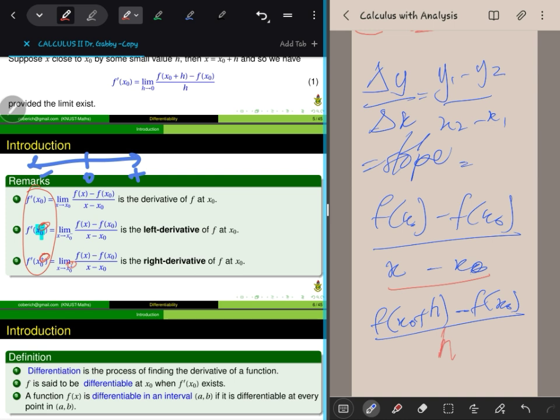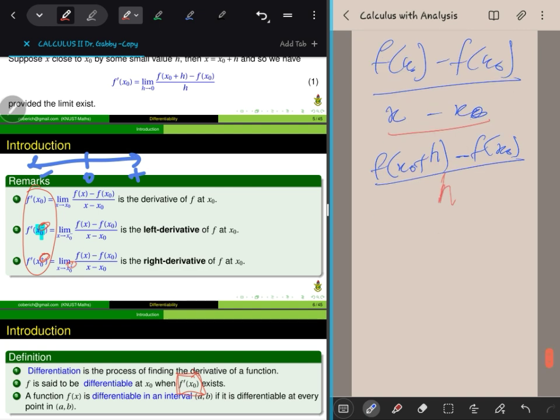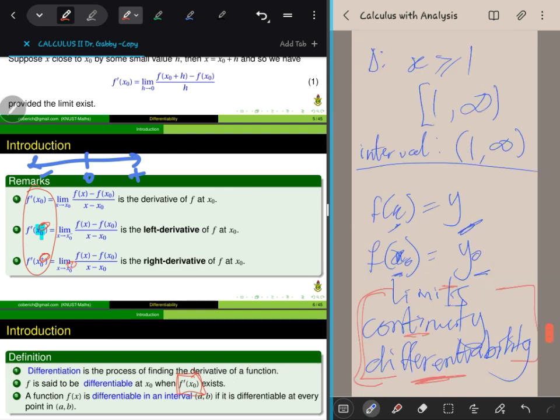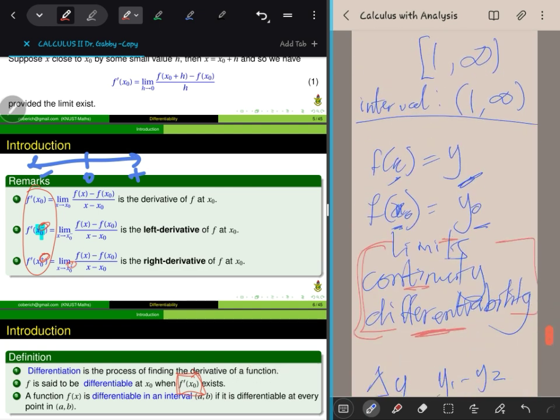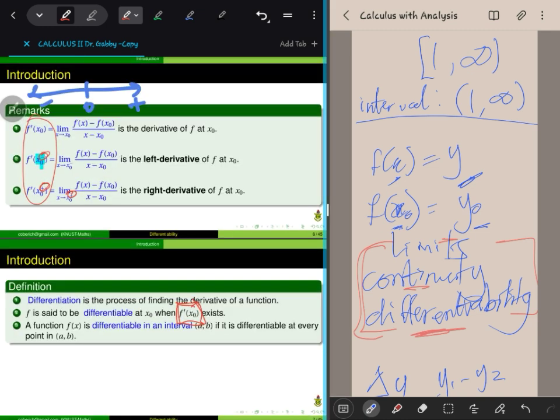Now differentiation. A function is said to be differentiable at a point if the limit, or the derivative of that function at that point, exists. So let's go over this. Remember initially I talked about limit, continuity, and differentiation. Differentiability, they are similar, right? So now they are saying that the function is said to be differentiable at the point x naught if the derivative of the function at that point exists.